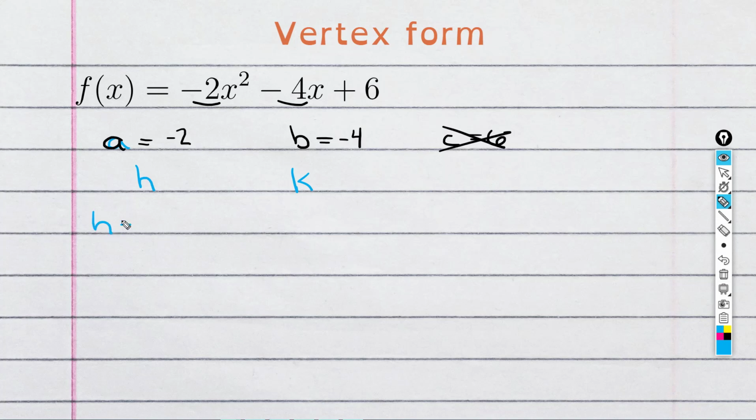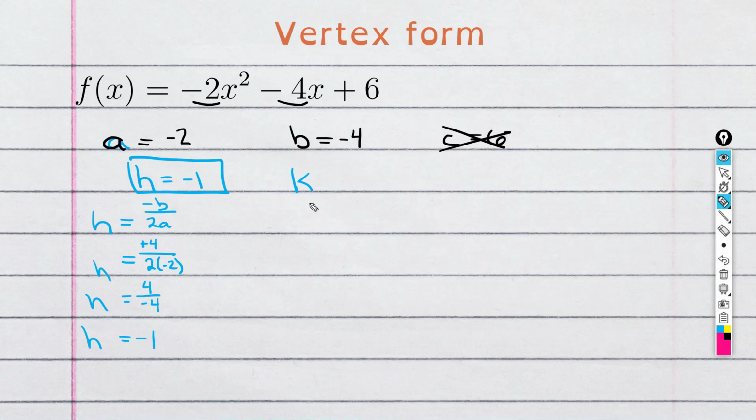So to find your H, the formula is -B divided by 2A. Another way to think of -B is opposite of B. So the opposite of -4 is +4, divided by 2 times -2. So 4 divided by -4 gives me a -1. So my H value is -1.